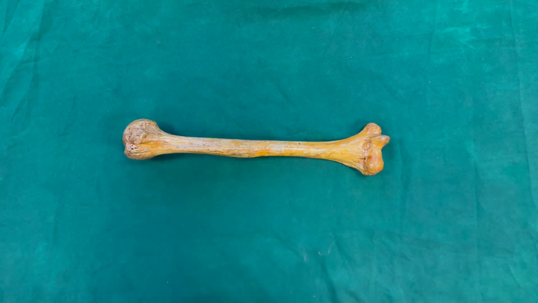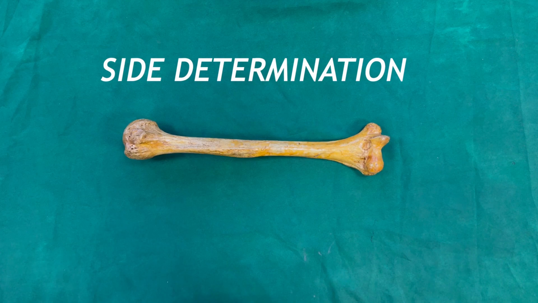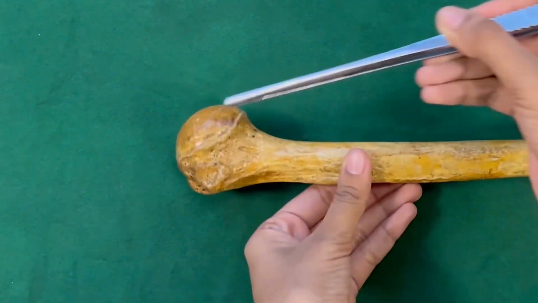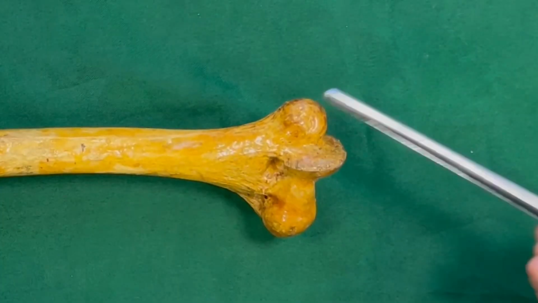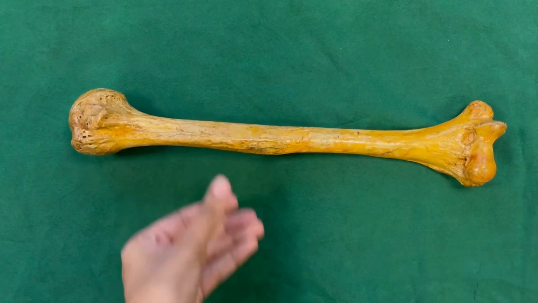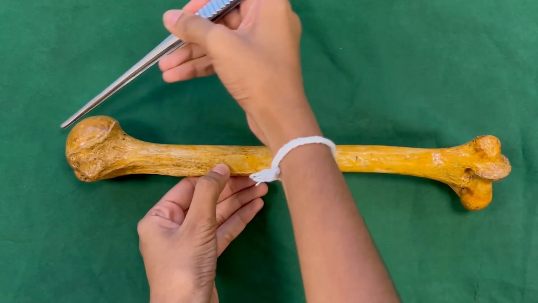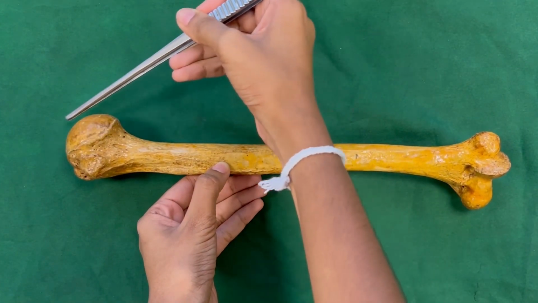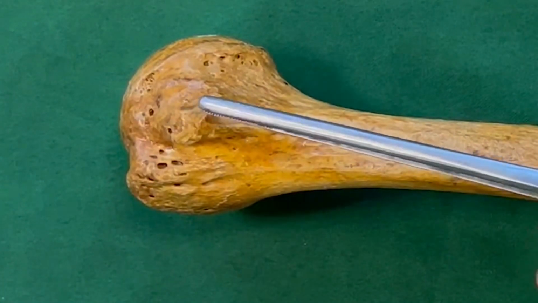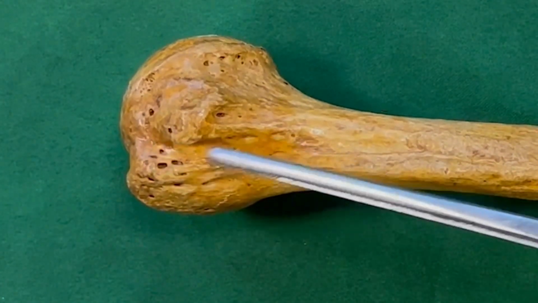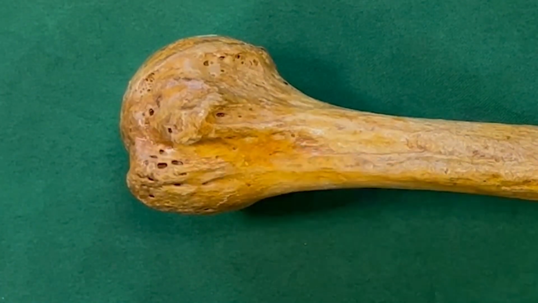Let us now consider side determination. The upper end possesses the spherical head, while the lower end carries the medial and lateral epicondyles. The head is directed medially, upwards and backwards. The lesser tubercle projects anteriorly and is limited laterally by the intertubercular sulcus.